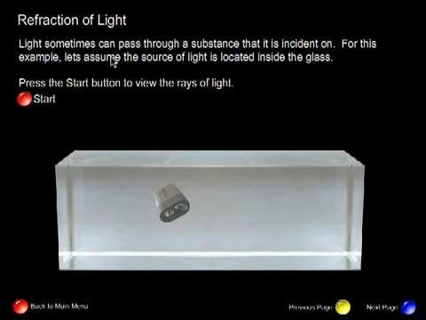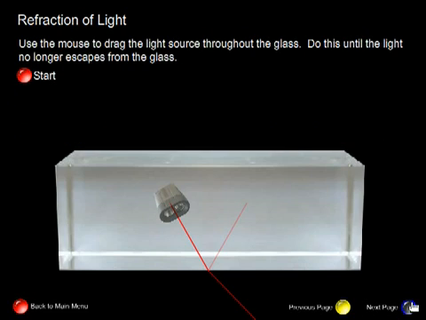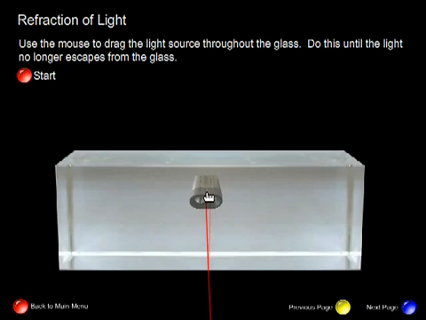Light can sometimes pass through a substance that it is incident on. For this example, let's assume the source of light is located inside the glass. So usually we call this beam of light the incident ray. Now two things happen to the incident ray. It's reflected, and we say this light that escapes from the glass is refracted. Notice it changes directions. Let's move the light source around the glass and see what happens. Notice when the light hits head-on, it travels straight through and does not refract or change directions.